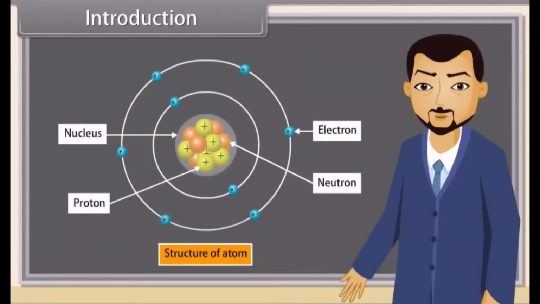Atoms are the fundamental units of matter. Everything around us is made up of atoms. A typical atom consists of a nucleus of protons and neutrons with electrons orbiting this nucleus.